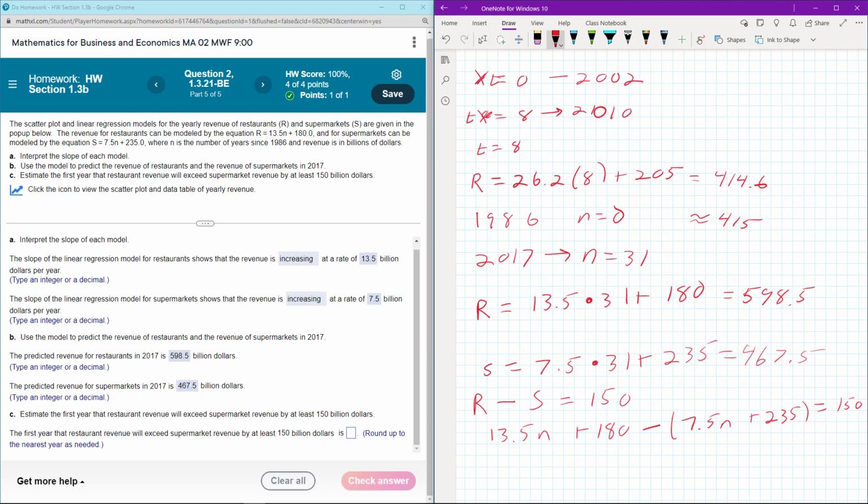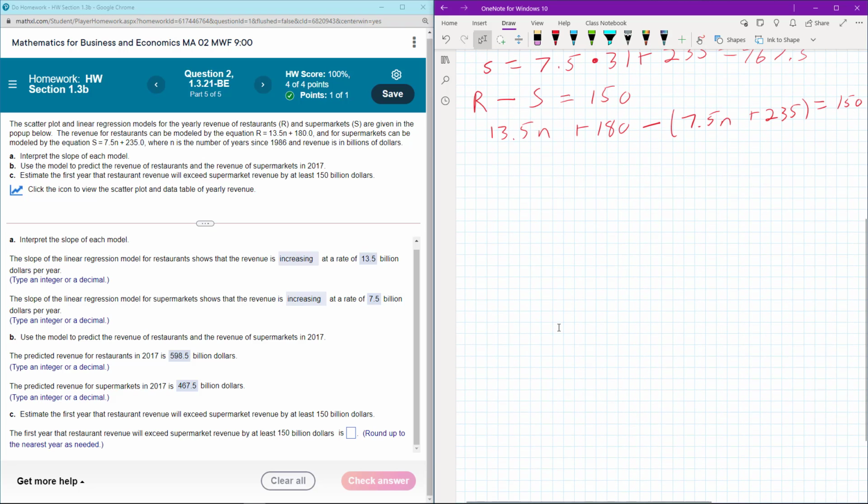Okay, well, we can do a little simplification here. First thing we need to do is distribute, and if we do, we will have 13.5 times n plus 180 minus 7.5 times n minus 235, and that will be equal to 150. Combining like terms, we have 13.5 n minus 7.5 n, that should be 6 n. We have 180 minus 235, and that will be minus 55, and that will be equal to 150.